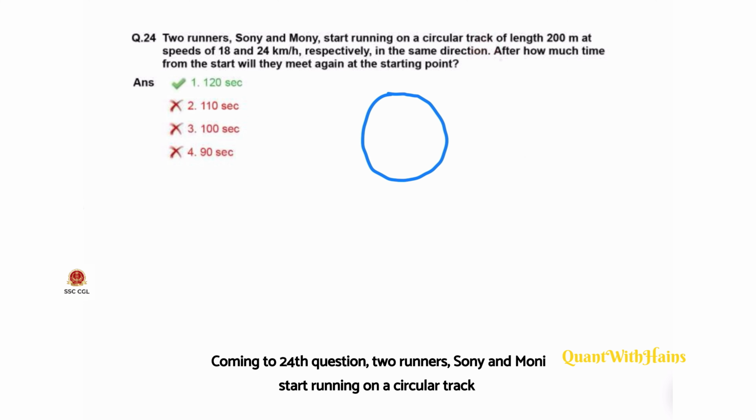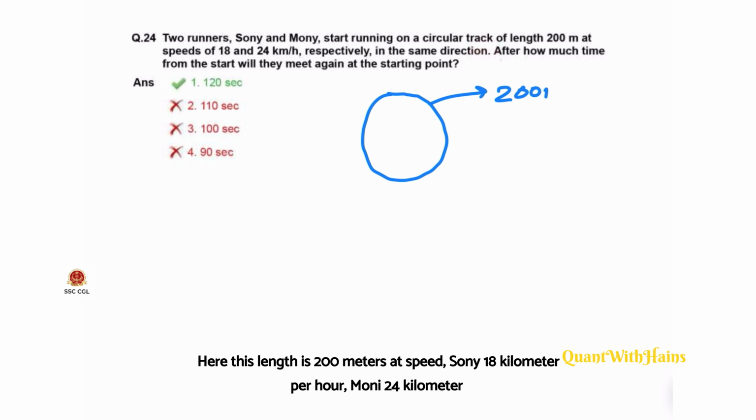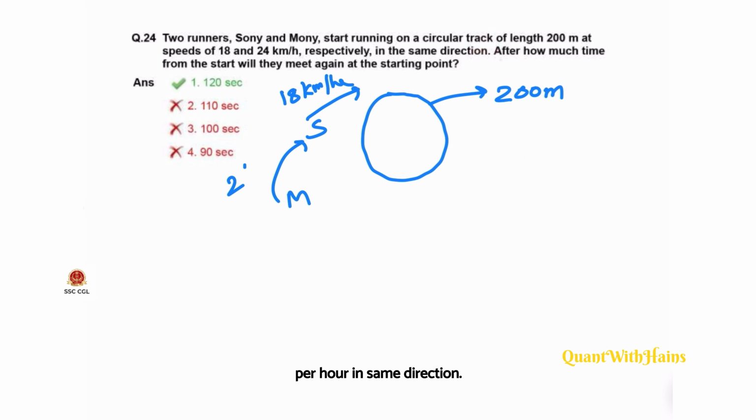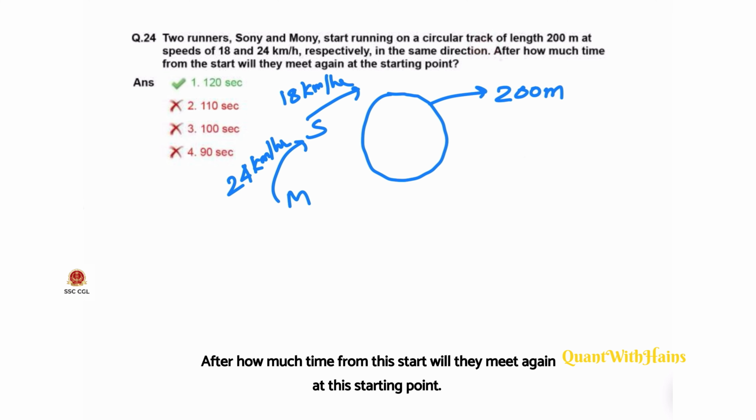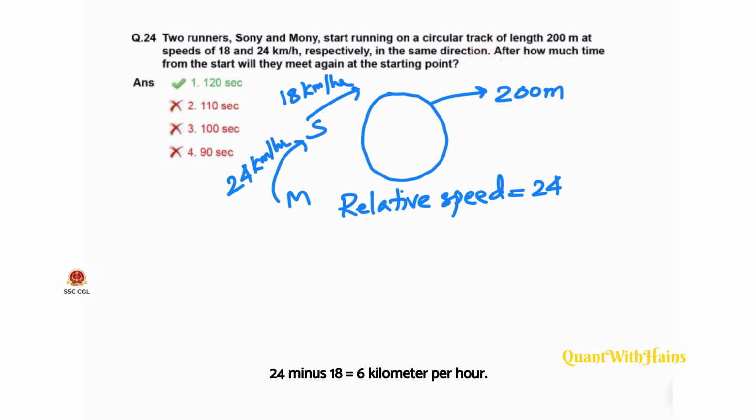Two runners Sony and Moni start running on a circular track of length 200 meters. Here this length is 200 meters. At speed Sony 18 km per hour, Moni 24 km per hour in same direction. After how much time from the start will they meet again at the starting point? Now here comes the relative speed. Relative speed, same direction means negative. That means 24 minus 18.